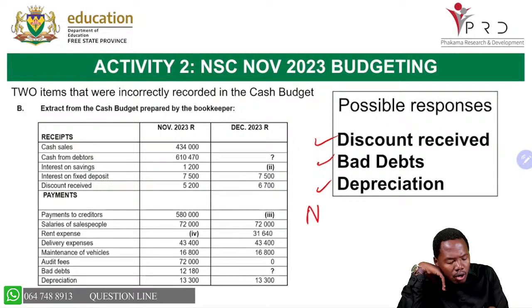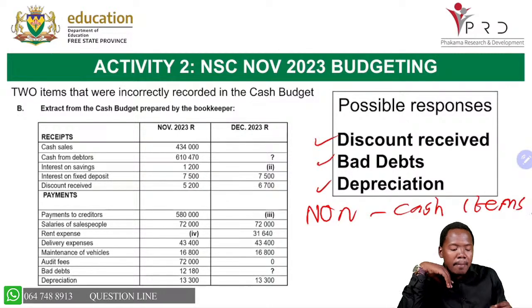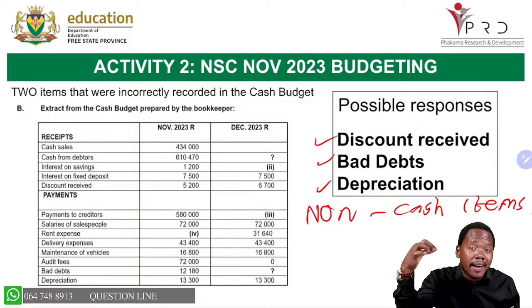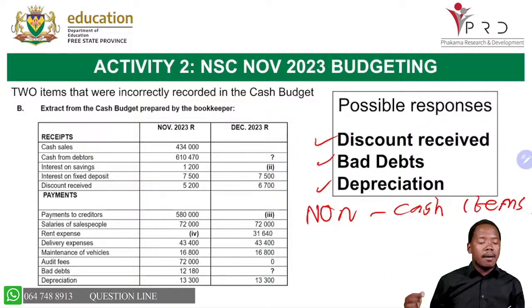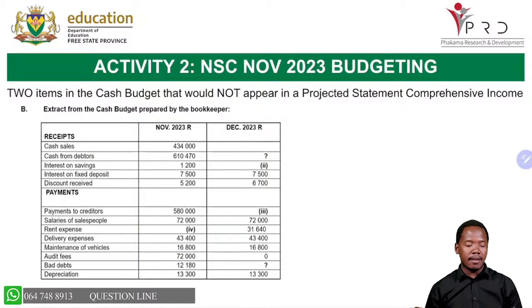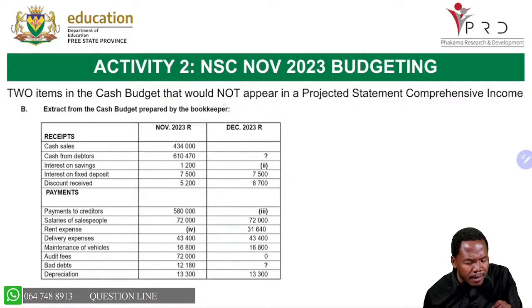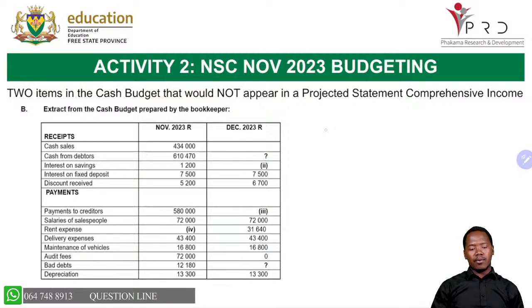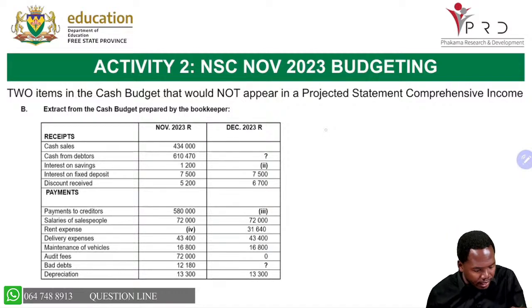Why? Because all of these items are non-cash items. Remember, in the cash budget, we only record the cash items. If an item is non-cash, we do not enter it in the cash budget. Now let us look at the second part. What are we expected to do here? 2 items in the cash budget that would not appear in the projected income statement. What are these items? Let us look for them together.